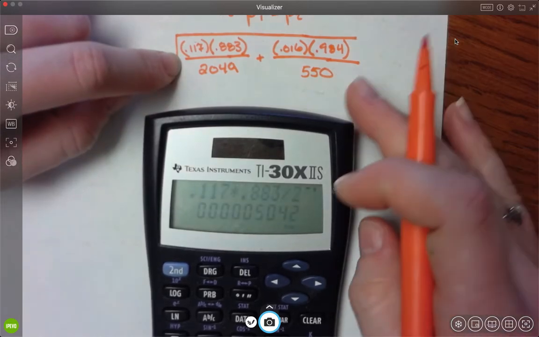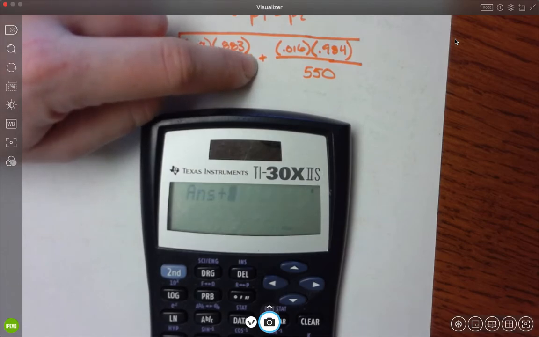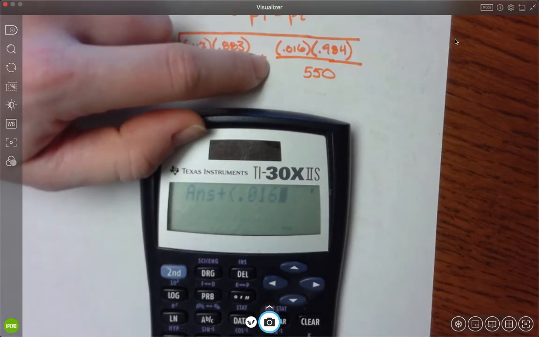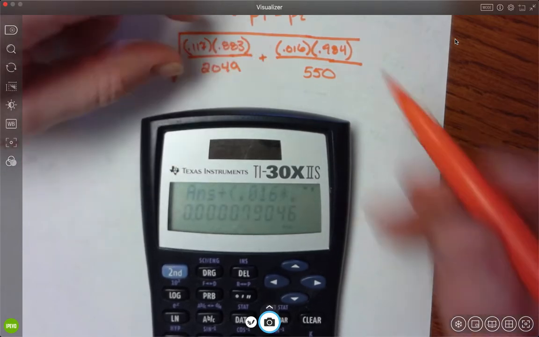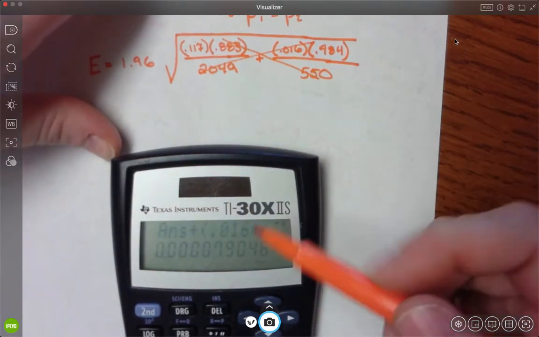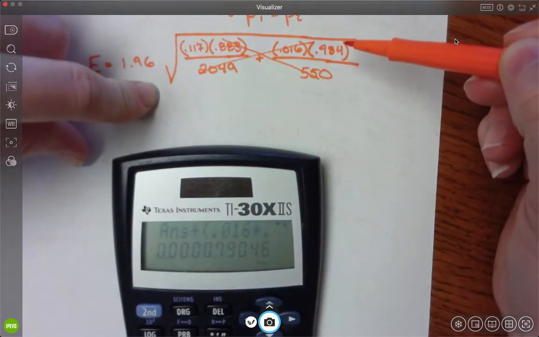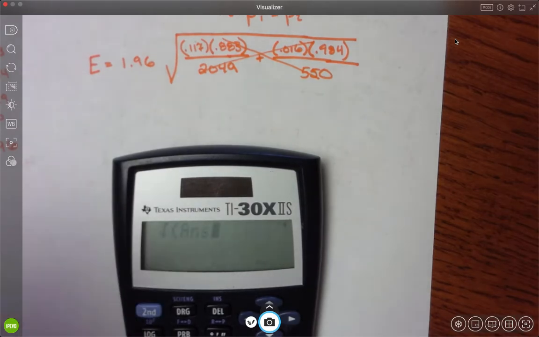And then I'm going to add to that. So now I'm here. Adding to that, I'll use parentheses this time, 0.016 times 0.984 divided by 550. Okay, so everything underneath of the square root right here, all of this stuff, after I've typed it all in, is this number right here. But then I need to take the square root of that. Okay, square root. So I'm going to take the square root of that answer. And that's just going to make it very easy for me to do.